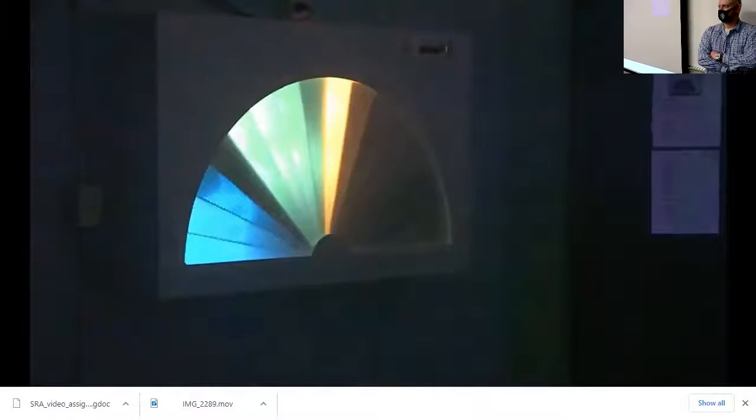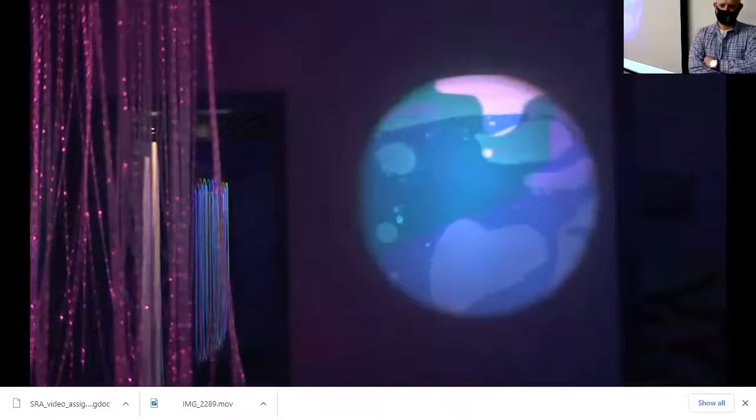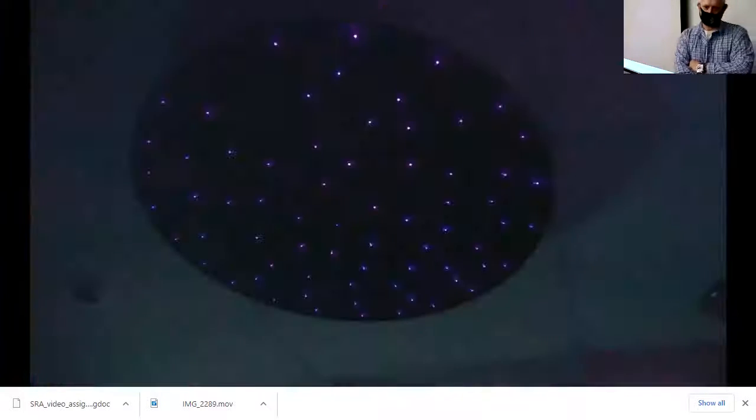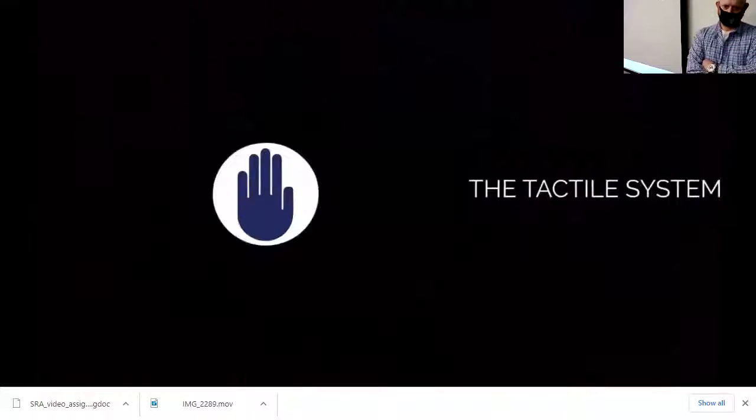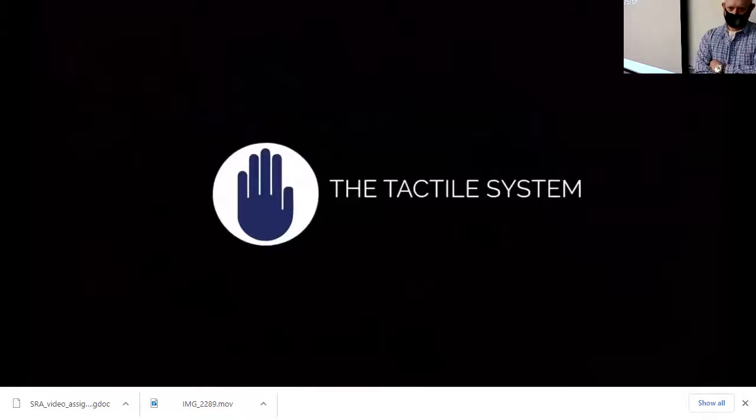The visual system, or sense of sight, helps us to know where we are in space and to sense when we are moving. There are various pieces of equipment that can be used for this, such as the disc projector and the star ceiling.